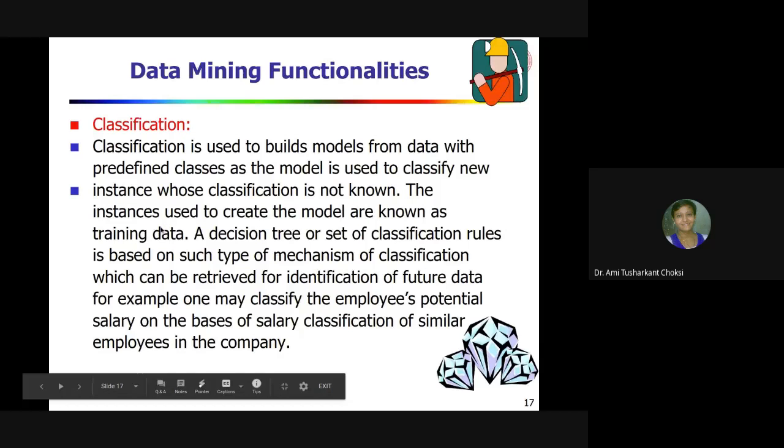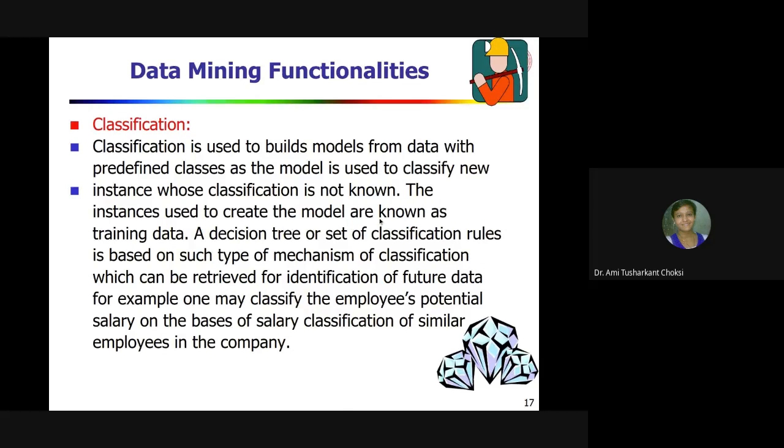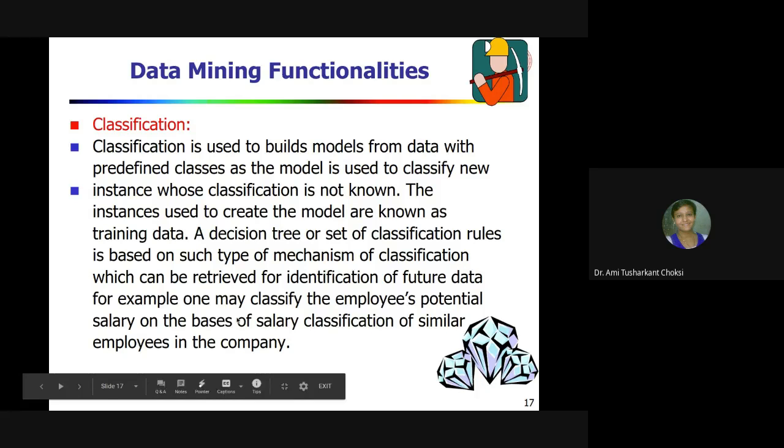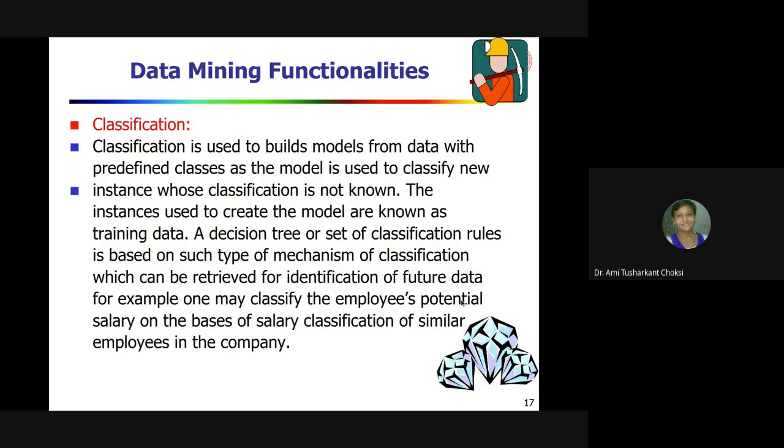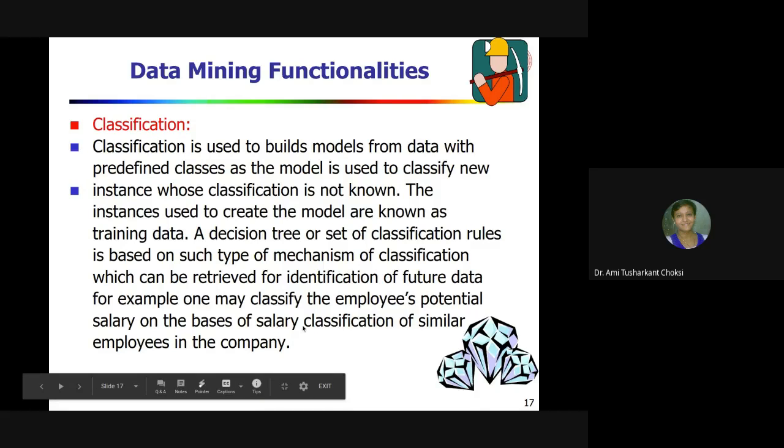So, the instances used to create the model are known as training data. A decision tree or a set of classification rules is based on such type of mechanism of classification which can be retrieved for identification of future data, right? For example, one may classify the employee's potential salary based on the salary classification of similar employees in company.